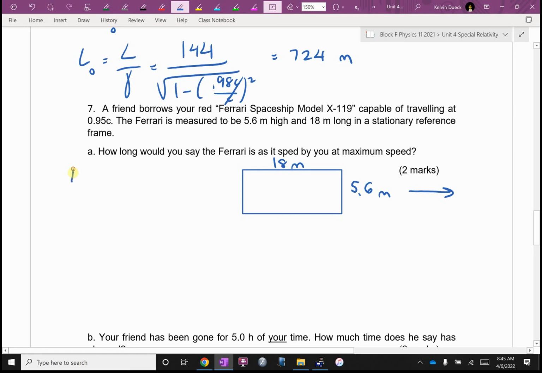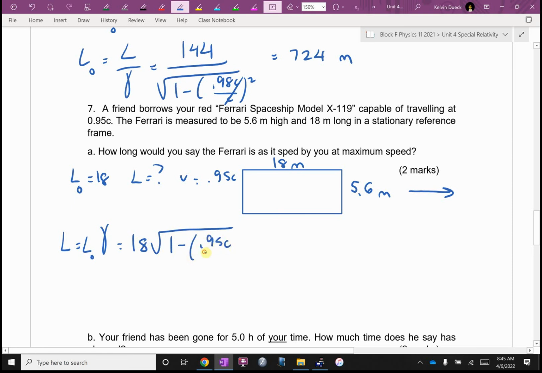I think L0 is 18. They want me to find L when V is 0.95c. So L is L0 times the square root function. It's going to be 18 times the square root of 1 minus 0.95c over c, all squared. Don't forget the squared.